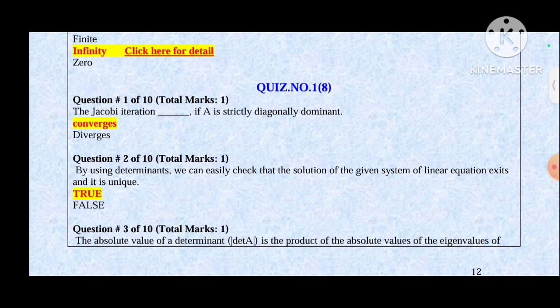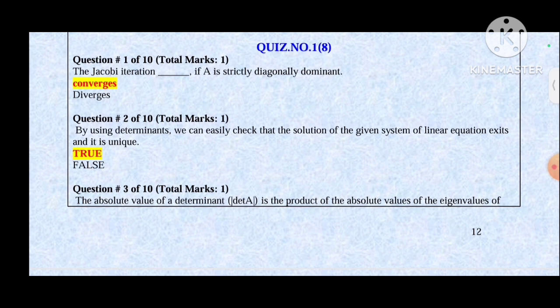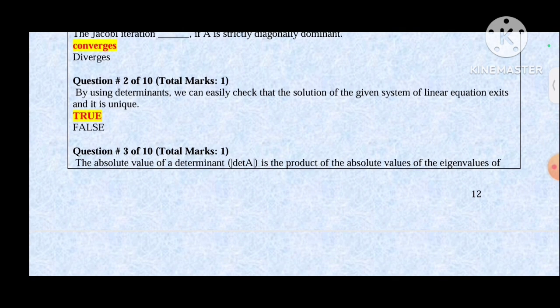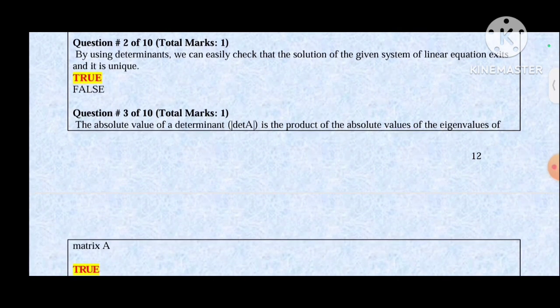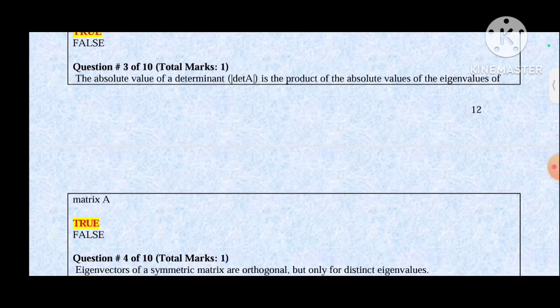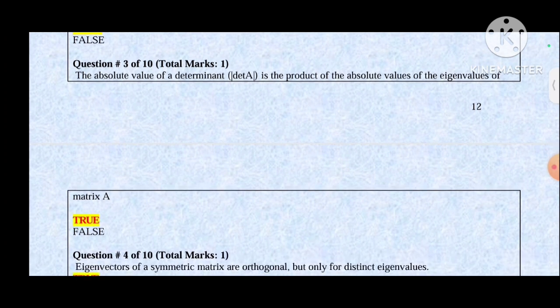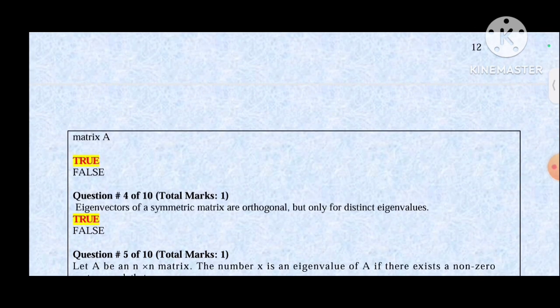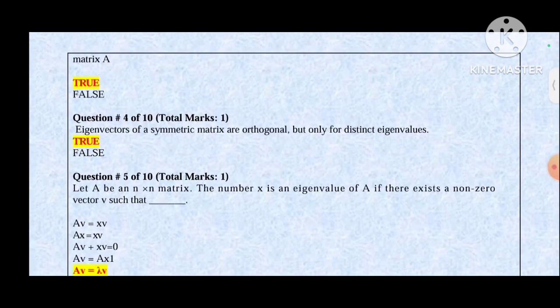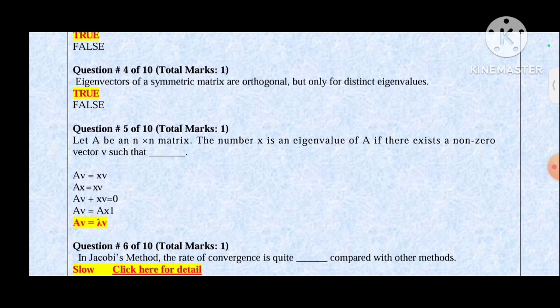Jacobi's iteration converges if A is strictly diagonally dominant. By using determinants, we can easily check whether the solution of the given system of linear equations exists and is unique. True. The absolute value of the determinant of A is the product of the absolute values of the eigenvalues of matrix A. True. Eigenvectors of a symmetric matrix are orthogonal, but only for distinct eigenvalues. True.